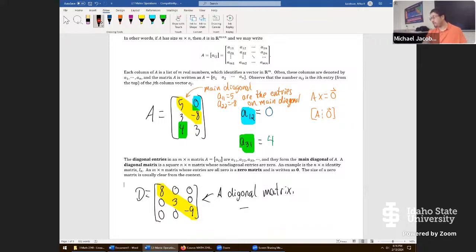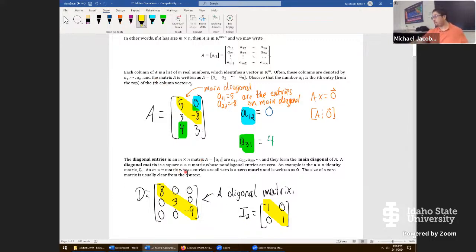Another diagonal matrix would be I2. The identity matrix with two columns goes 1, 0, 0, 1. Its main diagonal just has the requirement that those have to be exactly 1. And that's just a different version of a diagonal matrix, the kind that we see all the time.